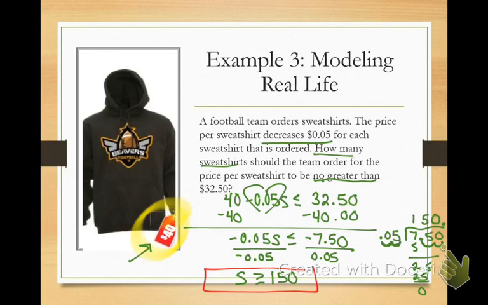Then I get even less of a price point. On the very next sweatshirt, what would my price be? $32.45. Yes, because it reduces by 5 cents per sweatshirt. Do you see how we got $32.45? You just keep dropping it by 5 cents. But instead of dropping $40 by 5 cents 150 times, that would be obnoxious, I can set up my inequality. Okay? All right, so that's everything you need to know for today's lesson, and we will go ahead and get started on our big ideas homework.